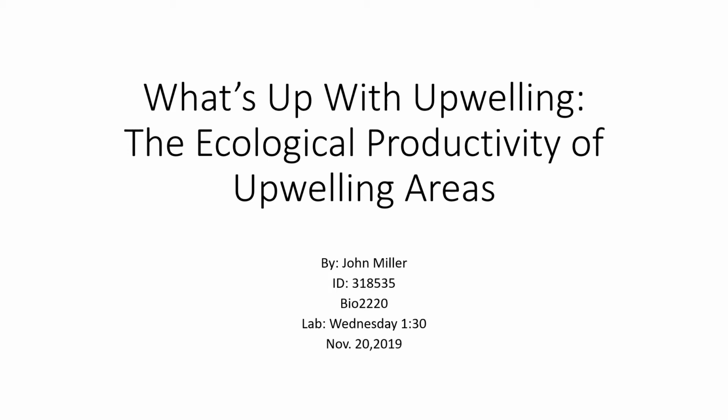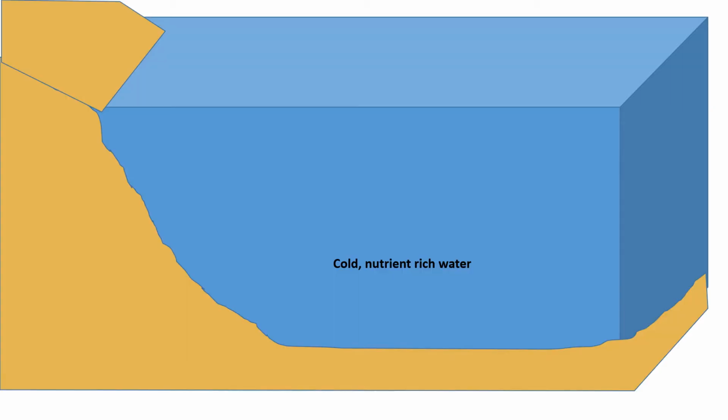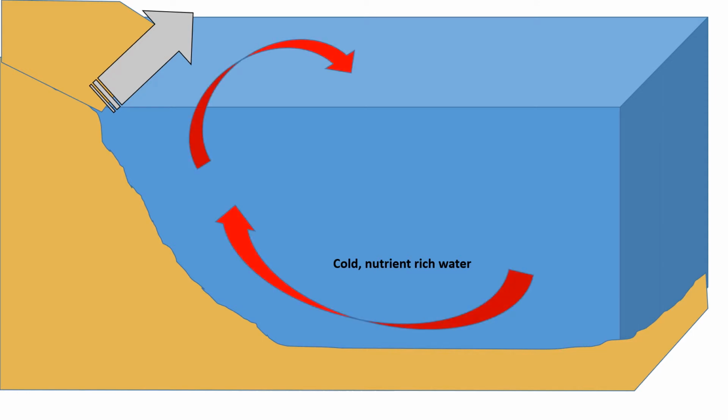Hey guys, my name is John Miller, and my presentation focuses on the ecological productivity of upwelling areas. The term upwelling is used to describe the process of wind driven movement of cold, nutrient rich water from the bottom of the ocean up into the euphotic zone, replacing the warmer surface water, which is usually nutrient depleted. These nutrients include nitrate, phosphate, and silicic acid.